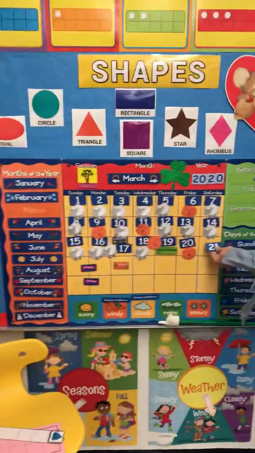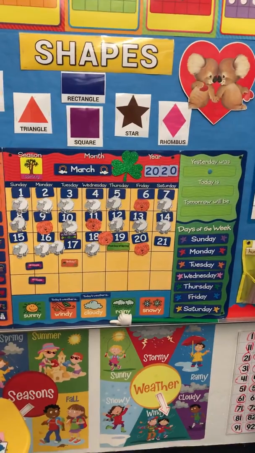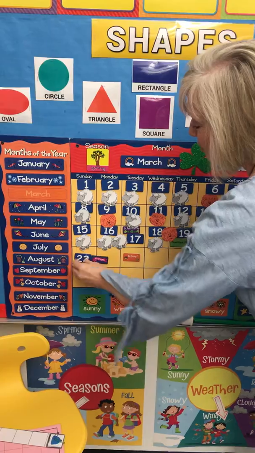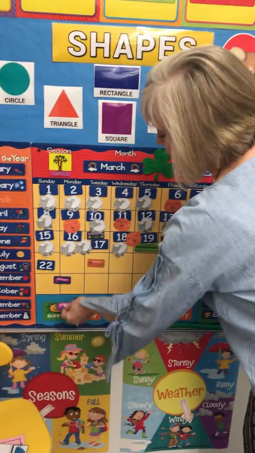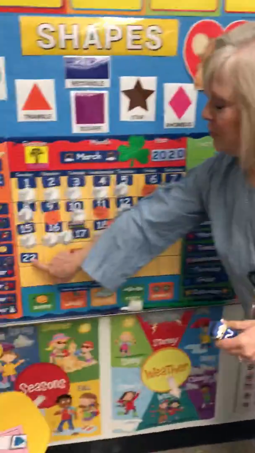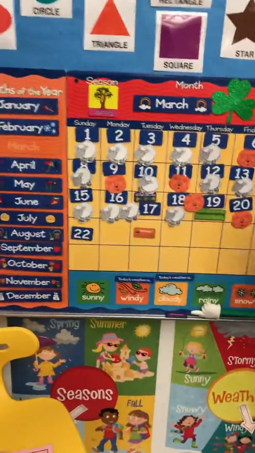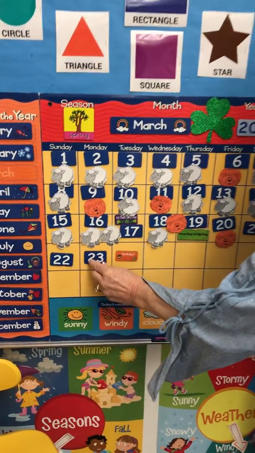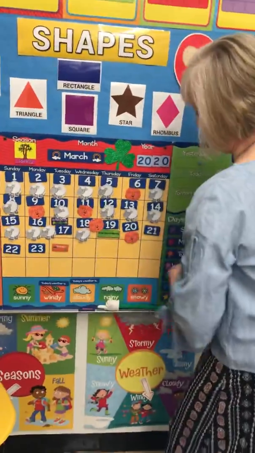Our numbers keep growing higher and higher. 21, 22, and our calendar marks no school. Let's move those right down here because we're having school right now, aren't we? 22, 23. Today is March 23. We had 2 tens, 10, 20, 21, 22, 23.